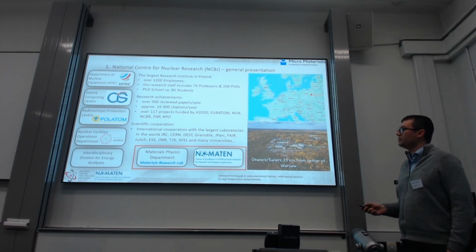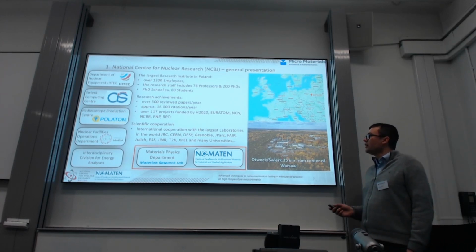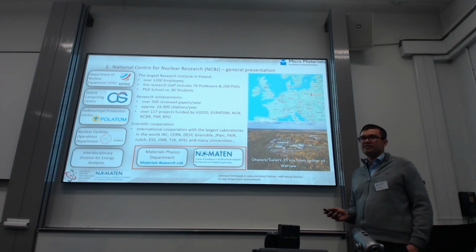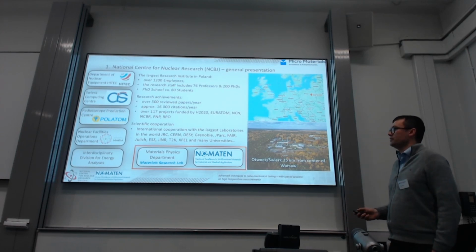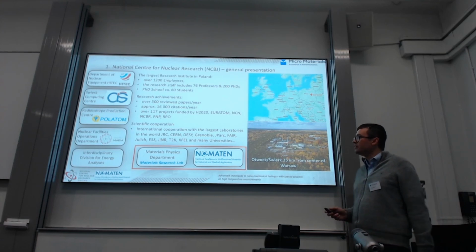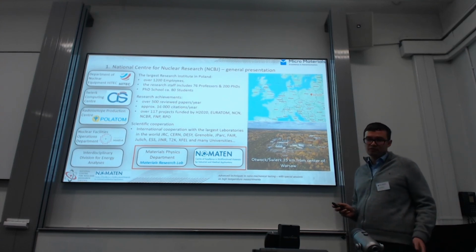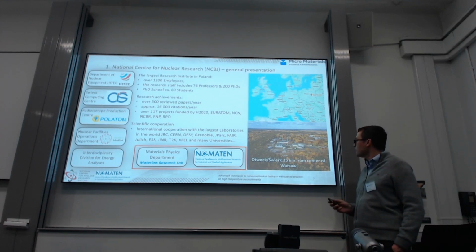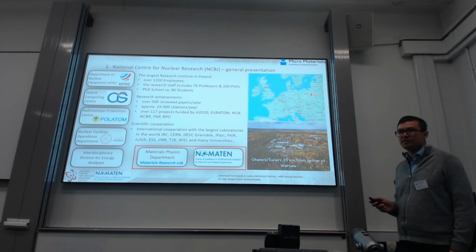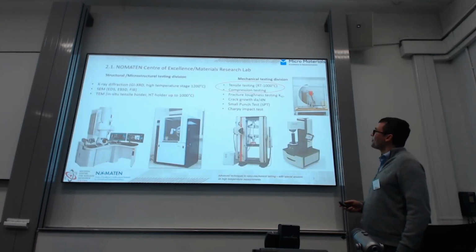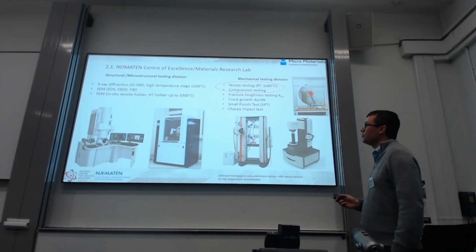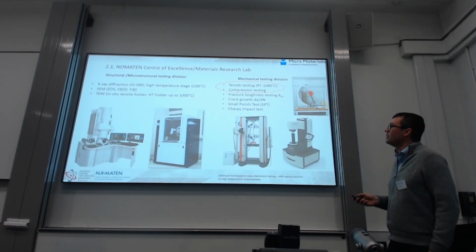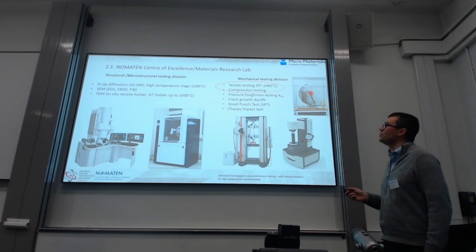The 2 main departments in our institute are the Materials Physics Department and the Nomaten Center of Excellence, which collaborate quite well to investigate different types of materials for nuclear and non-nuclear application. On the map, we are located here near Warsaw, about 35 kilometers from the center, in the middle of nowhere in the forest.